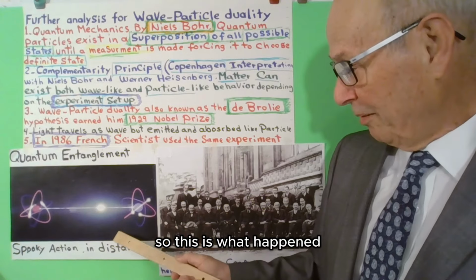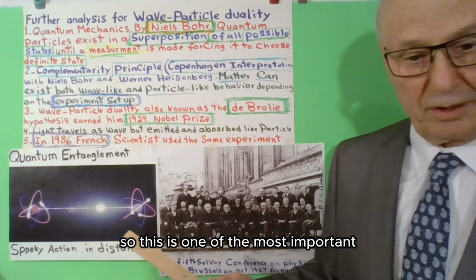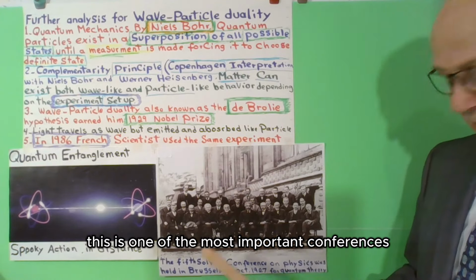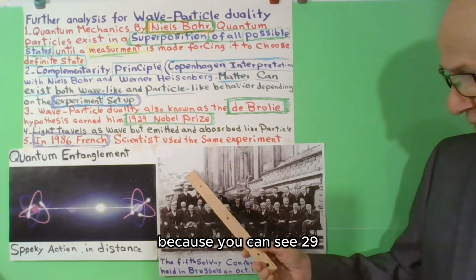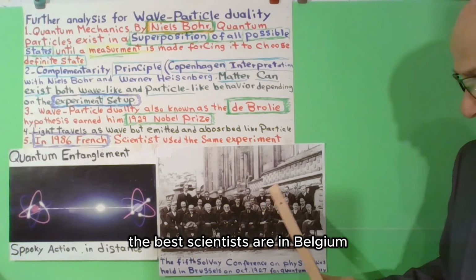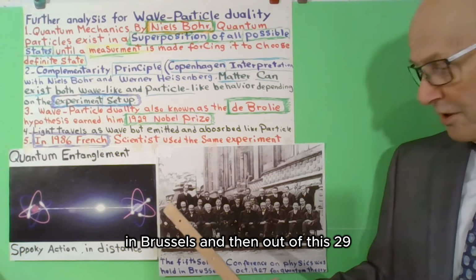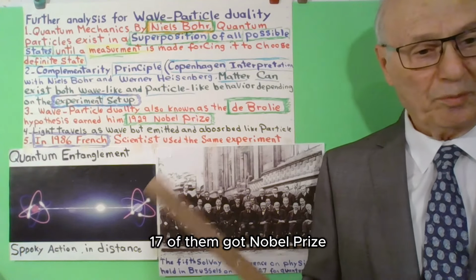So this is what happened. This is one of the most important conferences in the history of mankind, because you can see 29 of the best scientists are in Belgium, in Brussels, and out of these 29, 17 of them got the Nobel Prize.